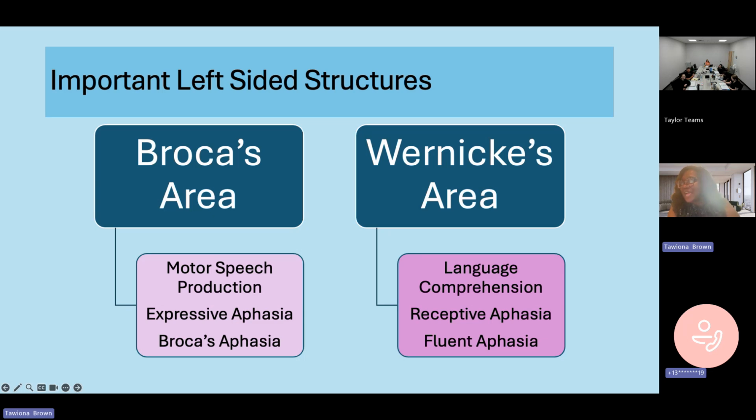I feel like I keep talking about this in every lecture, so I'm gonna stop beating that dead horse. I just have this here for you for study purposes. So remember that that motor speech area could be impacted as well as the language comprehension. And then I listed for you the other names for those. So you have your expressive aphasia, and that's Broca's aphasia. And then you have receptive aphasia or fluent aphasia.